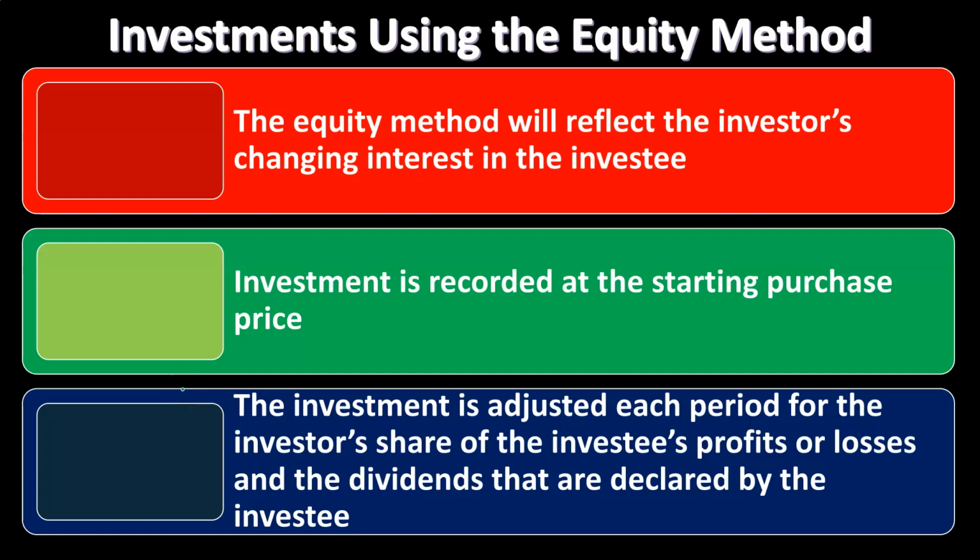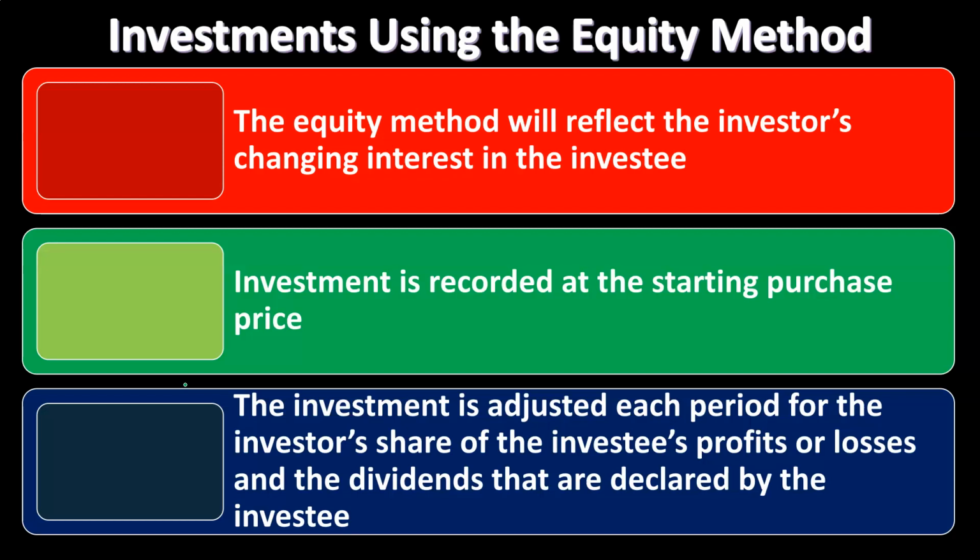Then the investment is adjusted each period for the investor's share of the investee's profits or losses and dividends that are declared by the investee. And this is where the major difference will be. You'll recall that if we don't have significant influence, then we may wait until we get the dividends to recognize. In other words, we're not going to recognize the revenue when the investee receives the revenue. We would be waiting until we get the dividends to record dividend income.